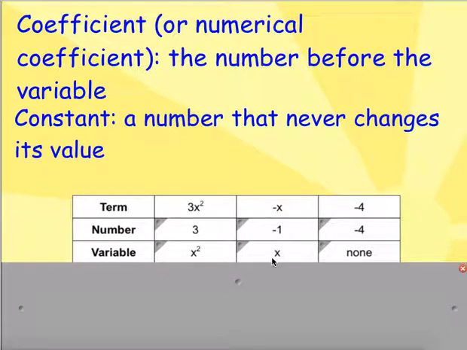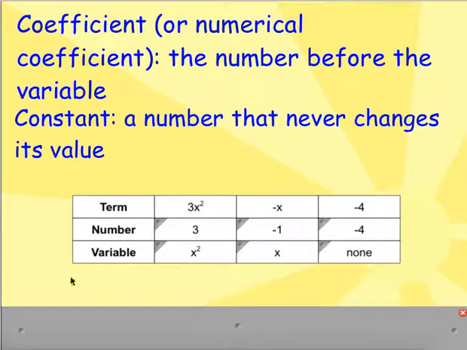Variable here is x squared, x, and we don't really have a variable. Some people would argue that maybe we have a variable like x to the 0 power, but in this case, I would say that we just have none. We have no variable.